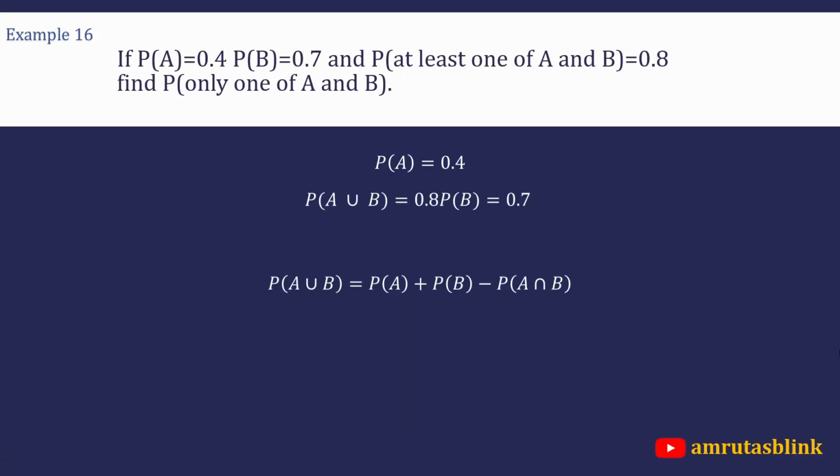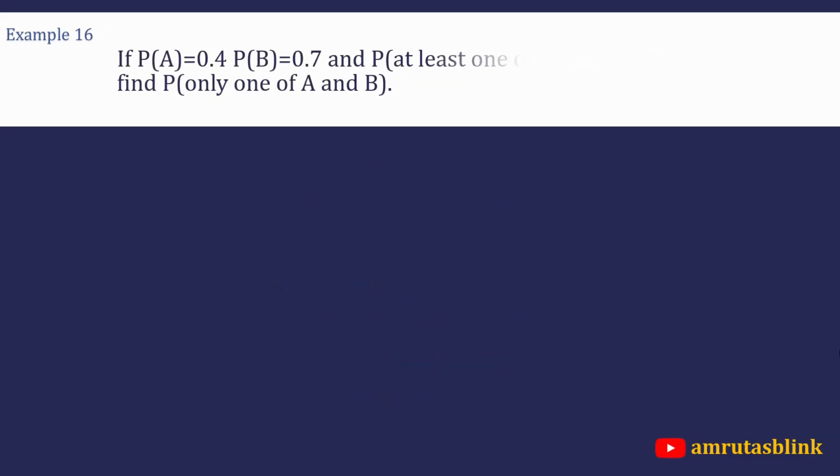Now with the help of addition rule, we can find out probability of A intersection B, that is 0.8 is equal to 0.4 plus 0.7 minus probability of A intersection B. So 0.8 is equal to 1.1 minus probability of A intersection B. So probability of A intersection B is equal to 1.1 minus 0.8, which is equal to 0.3. Now what do you mean by A intersection B? It is the common part of A and B.